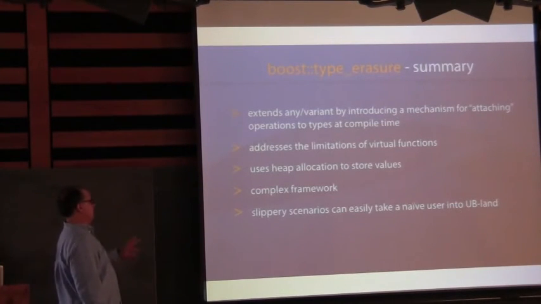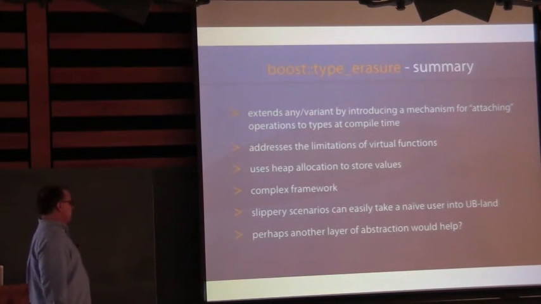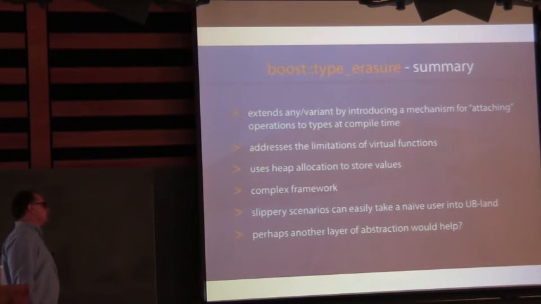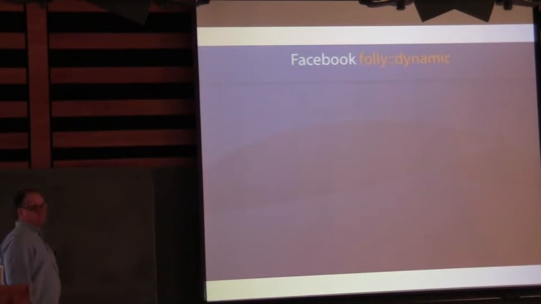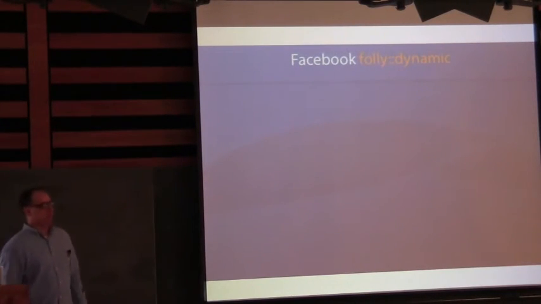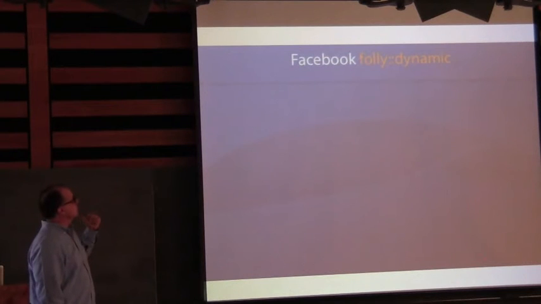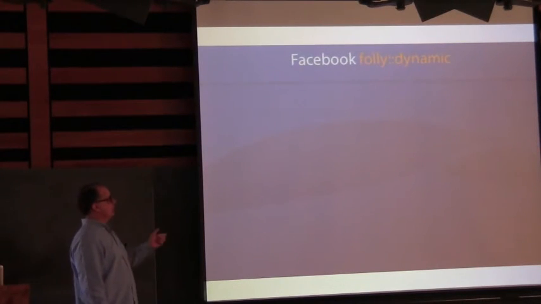There are some slippery scenarios. And here's my comment on another layer of abstraction. Everybody good on type erasure? Okay. Still have time. So next step is the Facebook Folly dynamic.